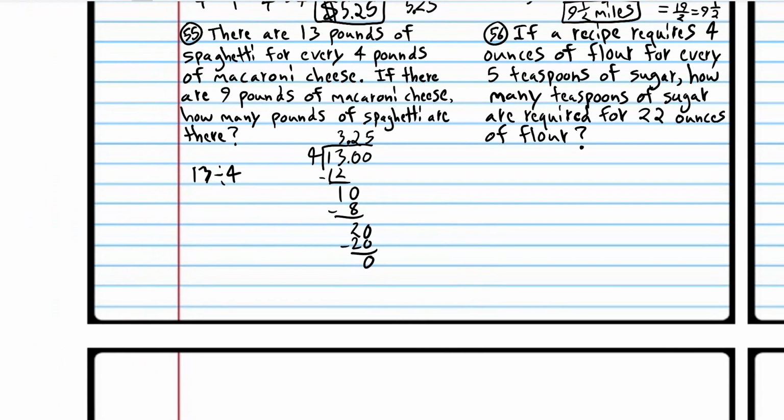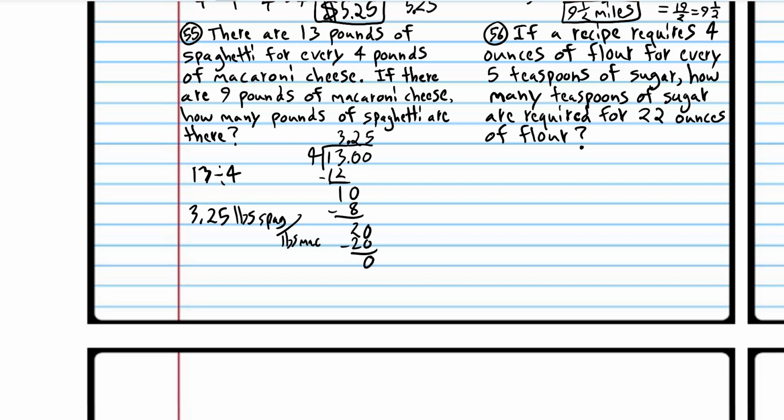So there are 13 pounds of spaghetti for every 4 pounds of macaroni and cheese. That's the rate in lowest terms. But the unit rate is 3.25 pounds spaghetti for every 1 pound of macaroni and cheese. That's the unit rate. So now we're going to use the unit rate to solve the problem. So we go on to step 2. If there are 9 pounds of macaroni and cheese, how many pounds of spaghetti are there?